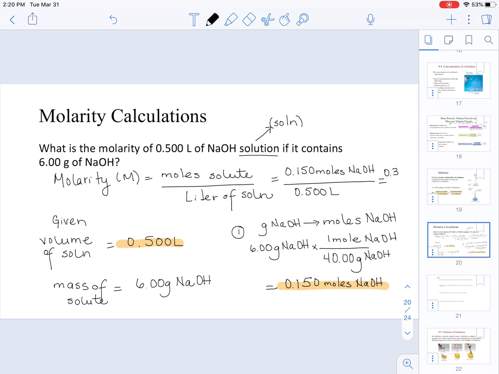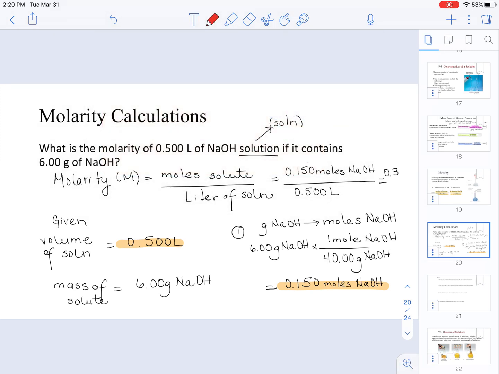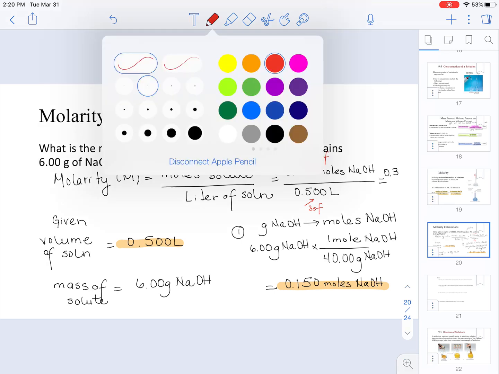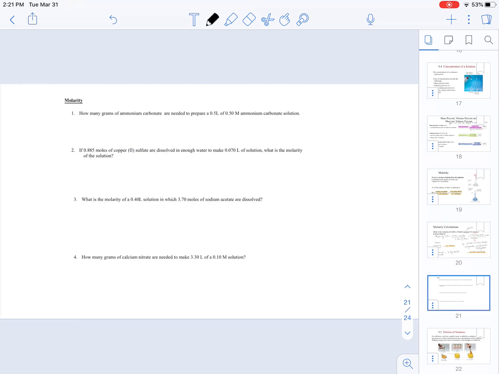But again, remember that we have to keep our sig figs, and we have 3 sig figs here and 3 sig figs here. So even though this is our result, our final answer is going to be reported as 0.300 capital M, because capital M means molar. Let's continue practicing this by doing the first problem and the second problem in our worksheet.